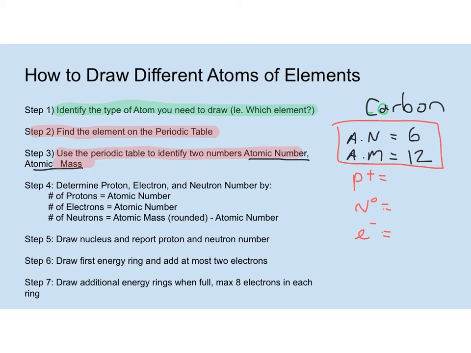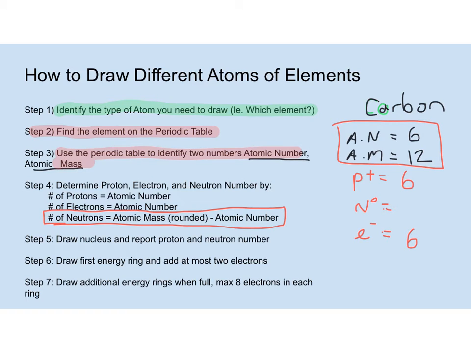So my number of protons equals my atomic number. What's my atomic number? 6. So my number of protons is 6. The number of electrons equals my atomic number. Right? So my atomic number is 6. My number of electrons is 6. Now, when I want to get neutrons, it's the only one where I actually kind of need to do a calculation.